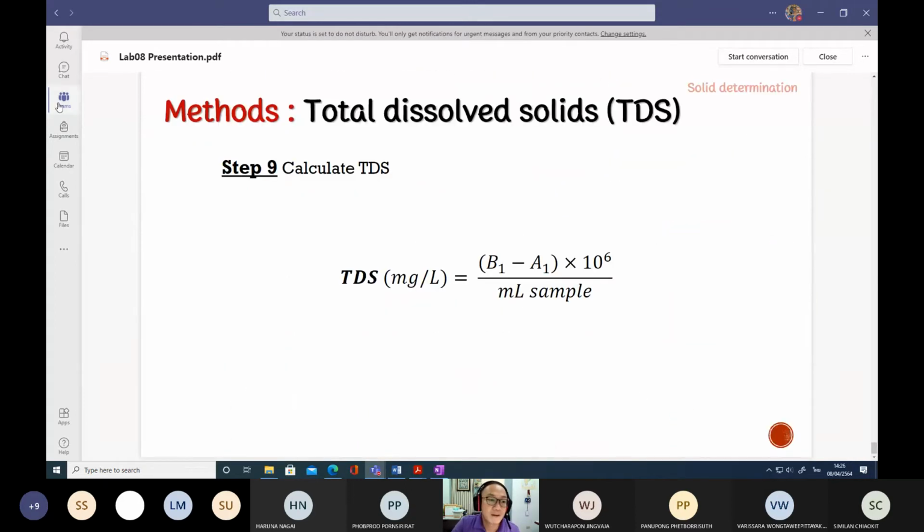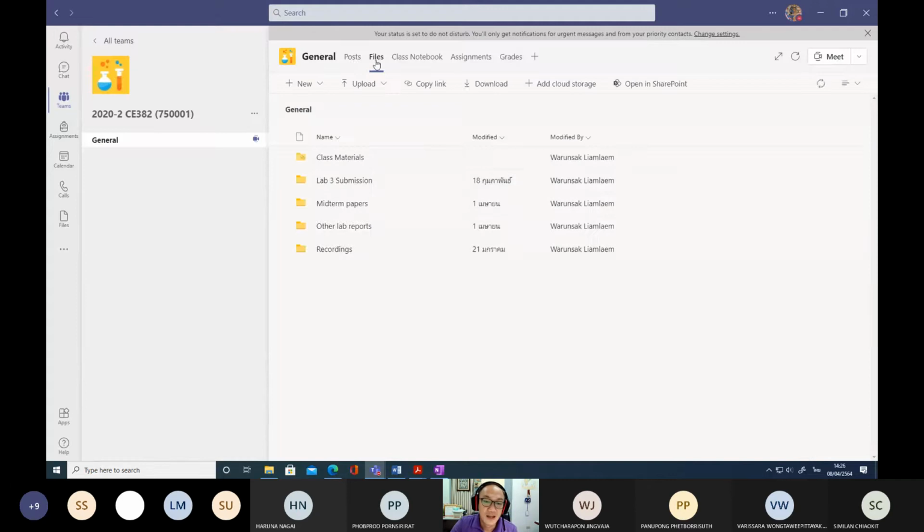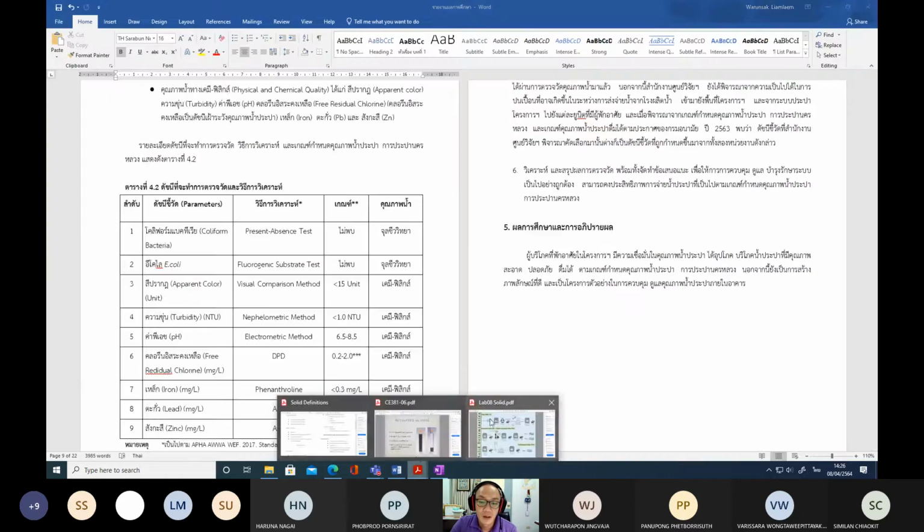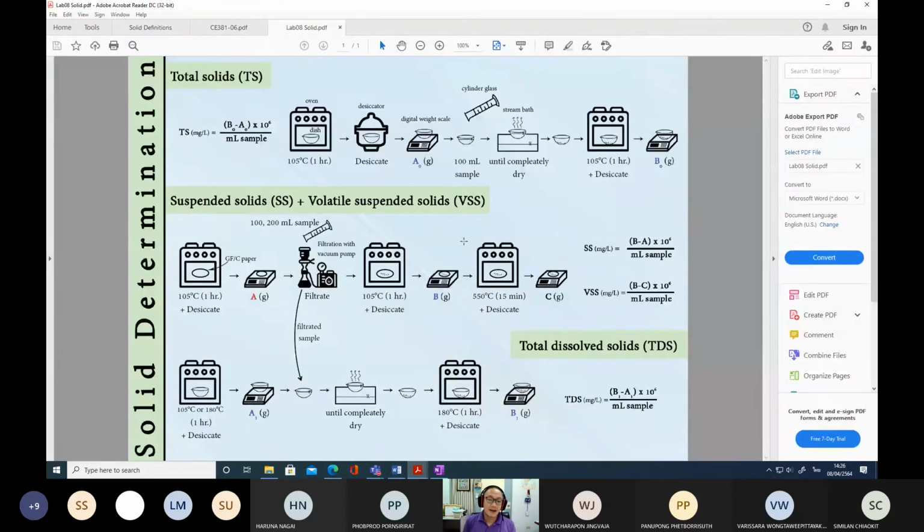So it is there in the Teams, in the files, class material and protocol. Or you can study this summary. So these are everything about the total solids and suspended solids.